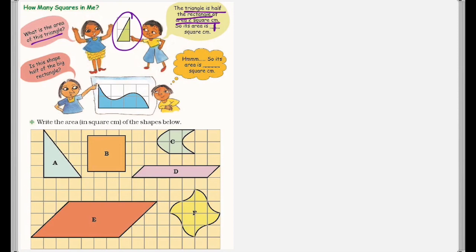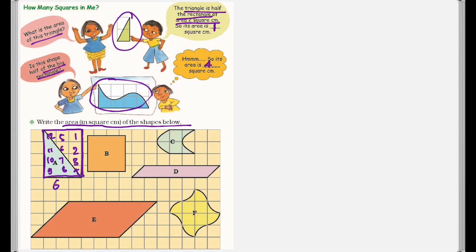Now is this shape half of the big rectangle over here? Is it half? If we see, this is also half, the area will be 4 square centimeter. You need to write the areas of these shapes. Now if we see shape A, clearly it is half the area of the rectangle that I have drawn. The area of the rectangle is 1, 2, 3, 4, 5, 6, 7, 8, 9, 10, 11 and 12. So the area of A is 6.